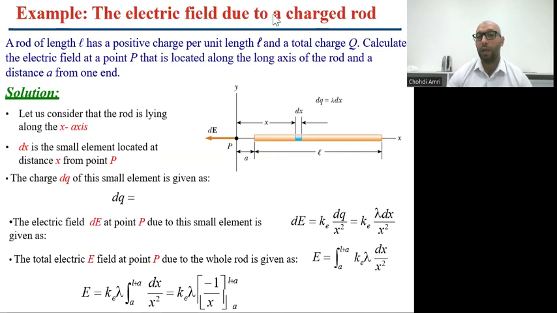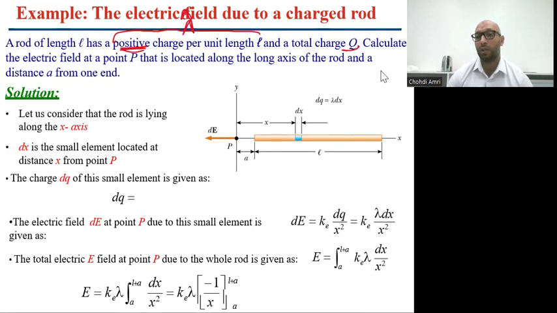Example number 1, the electric field due to a charged rod. The rod of length L has a positive charge. You see here that the charge is positive per unit length L, and the total charge is Q. Positive charge per unit length is what? It's lambda. Here we are talking about linear charge distribution.